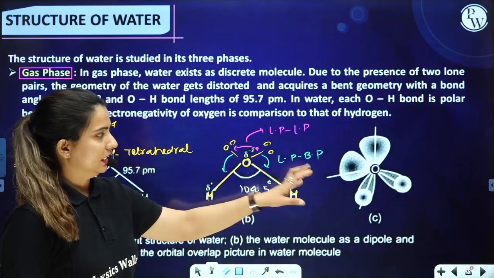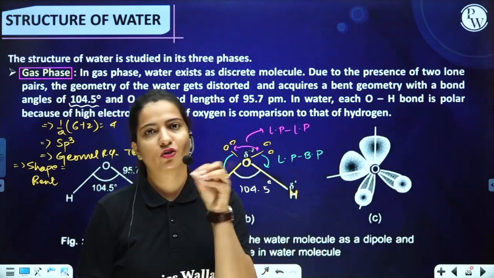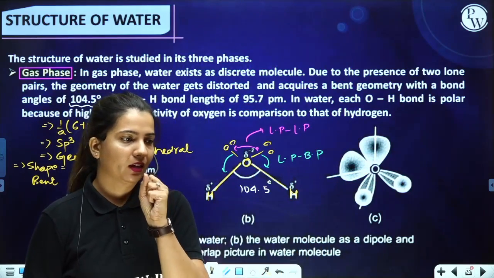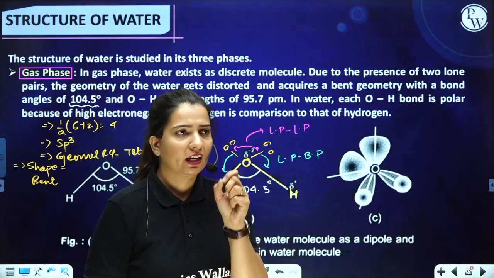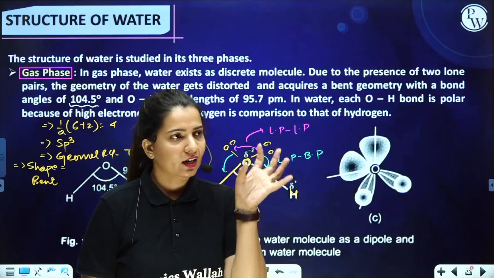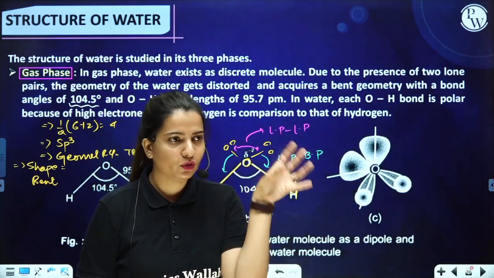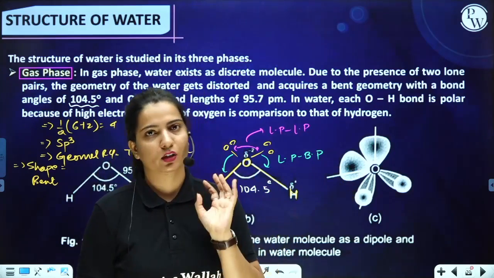If you want to see how lone pairs are present, a lone pair is diffused electron density. It is not having any specific position. I cannot draw a dot where the lone pair will be present. It is the diffused electron density on the oxygen atom, so that respective area is coming as the lone pair.